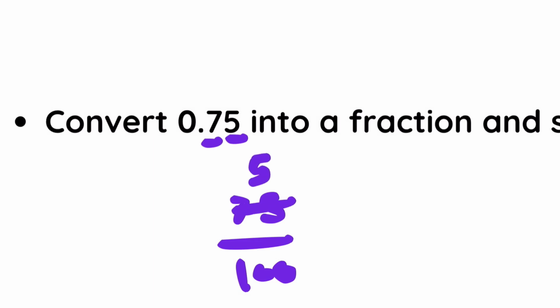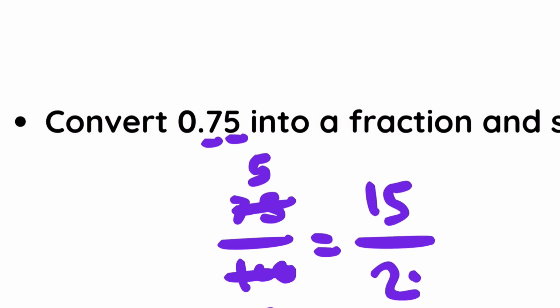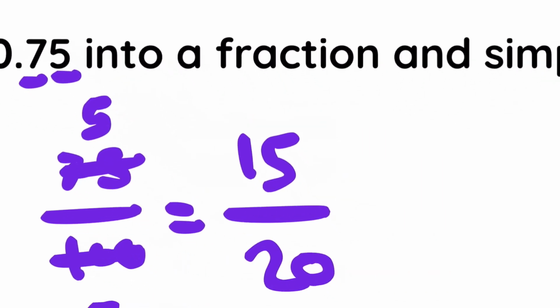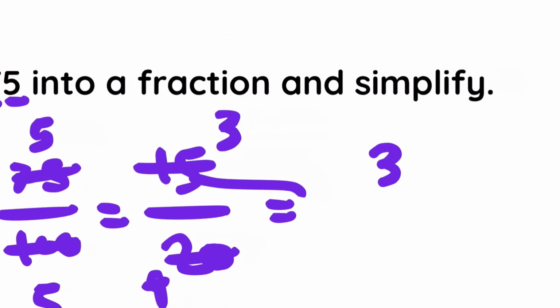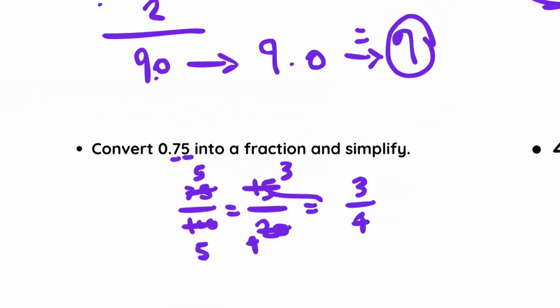So 75 divided by 5, 15, 100 divided by 5, 20, but I see that I can still simplify these, so 5 was not their GCF, clearly. 3, 4, and this is our answer, 3 divided by 4.